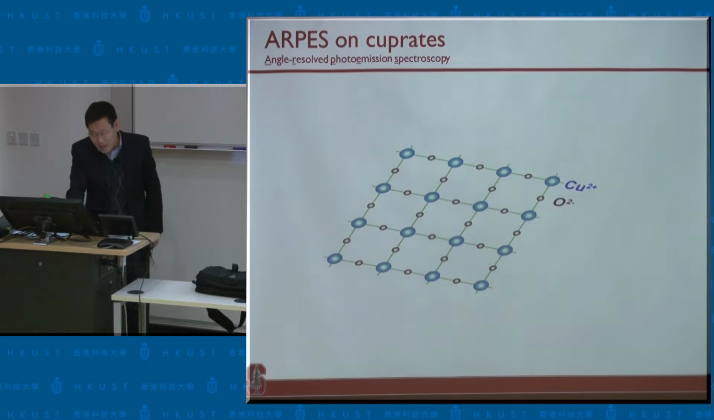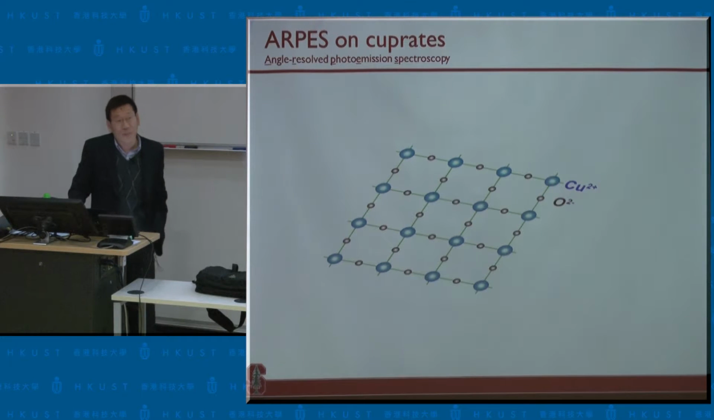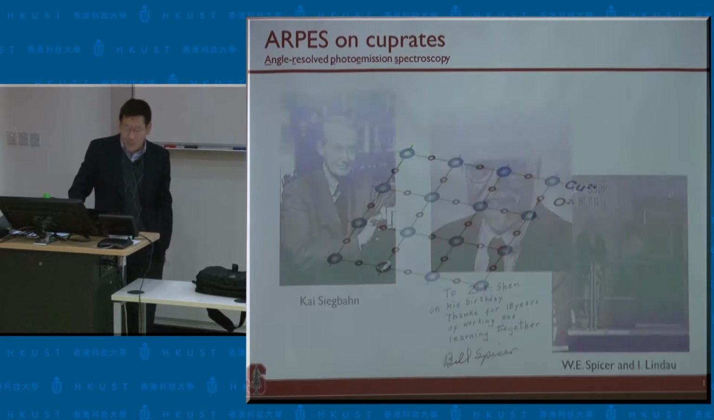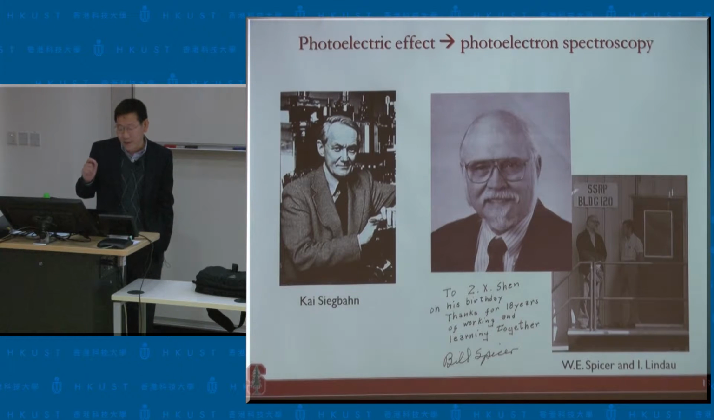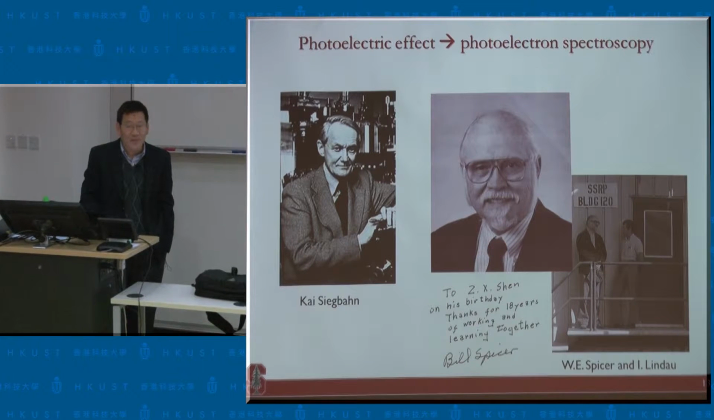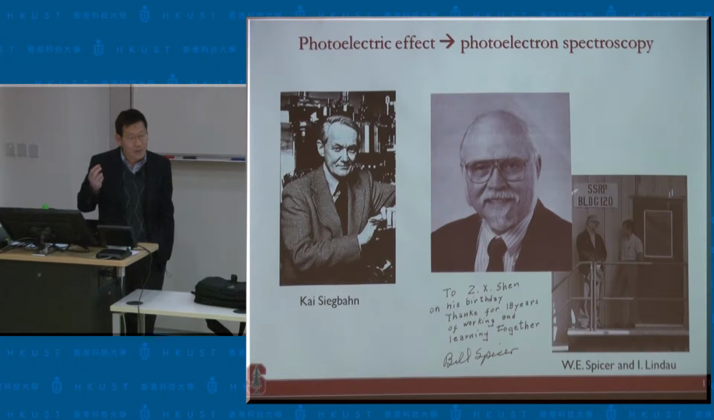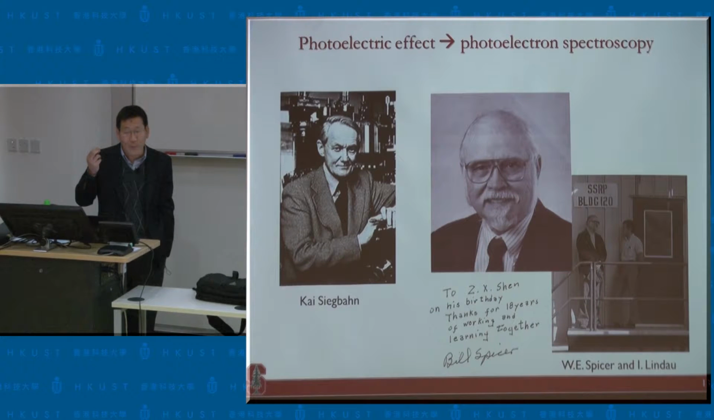Now let me just say a few words about the modern spectroscopy. The difference between Kai's approach and Bill's approach is one uses a magnetic scheme and one uses an electrostatic scheme. And as you know, magnetic field is very difficult to handle. Electrostatic is much easier. That's why all the modern mainstay became electrostatic.